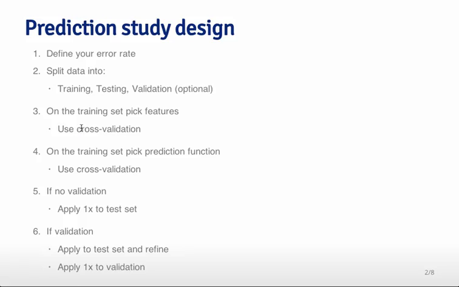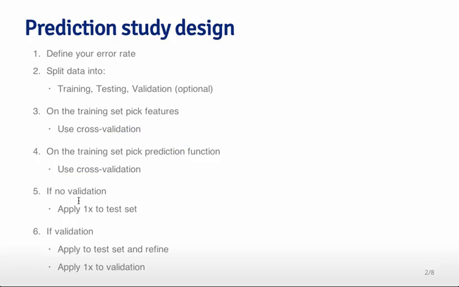So what you do is on the training set, you pick features using cross-validation, for example. We'll talk about what cross-validation is later in the course, but the idea is basically to use that training set to pick which are the features that are most important in your model. Then use that same technique to actually pick the prediction function and estimate all the parameters that you might be interested in. We build a model using the training set.